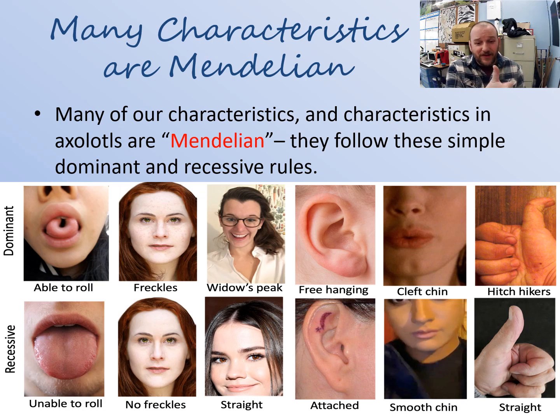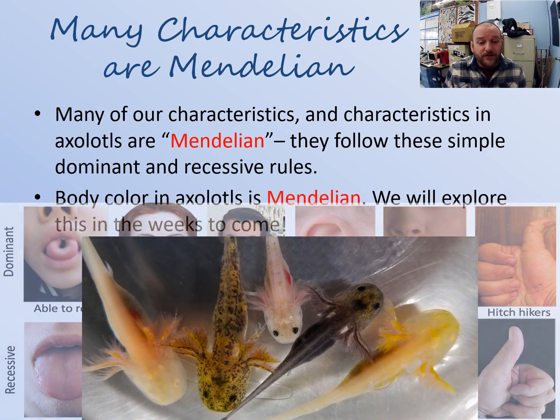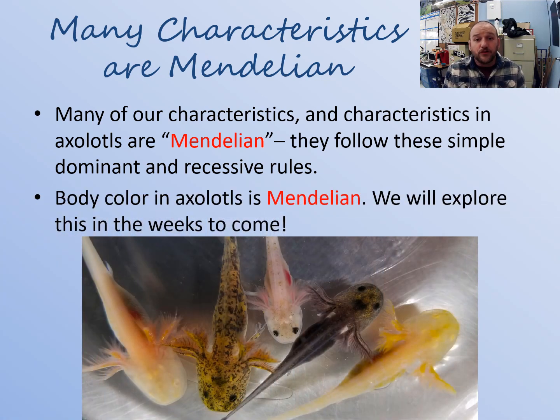There are other characteristics here you can see. Your hitchhiker's thumb, if you have it. If you don't have it, you're recessive. I actually have the recessive characteristic there. See, there's my thumb. It goes straight up. It doesn't kick back. So I have 2 copies of the recessive allele and so on. Axolotls, when we talk about their body color, it's also a dominant, recessive, true Mendelian characteristic. And so we'll be talking about that a whole bunch in the next few weeks.